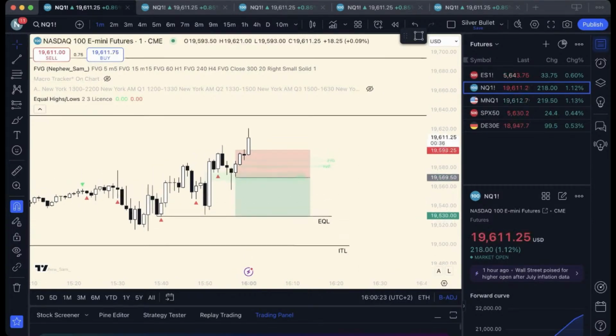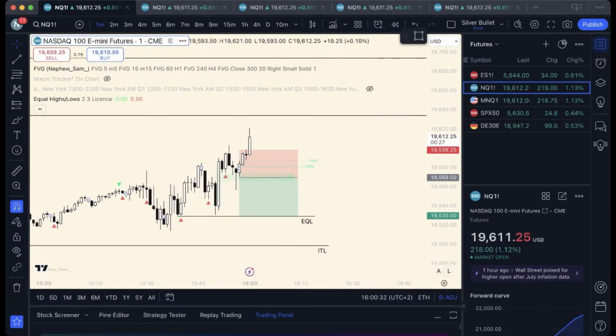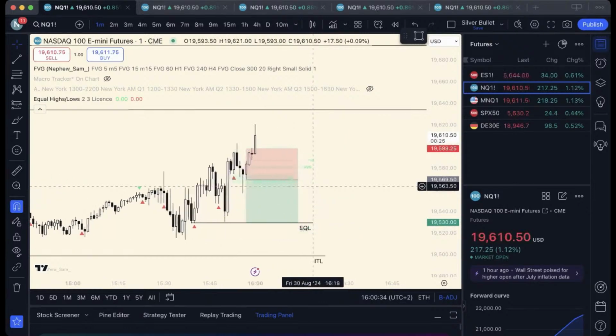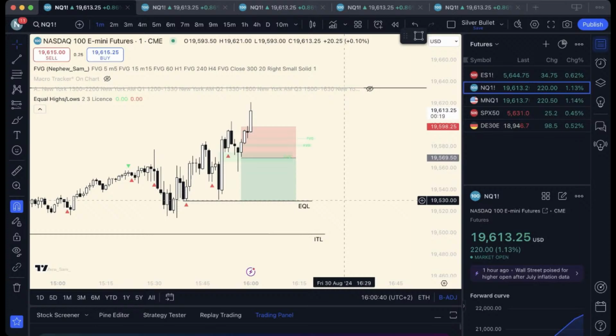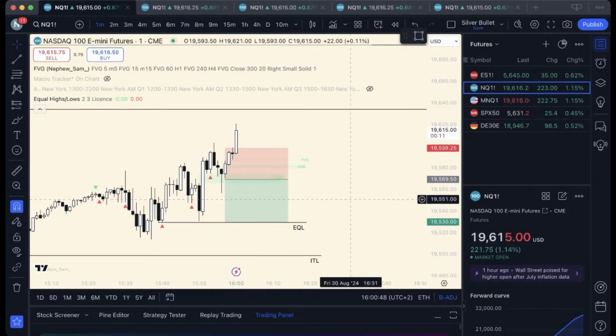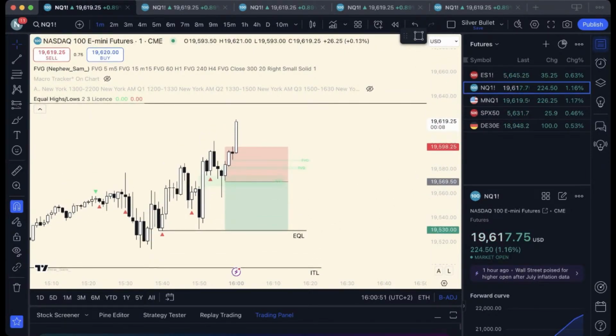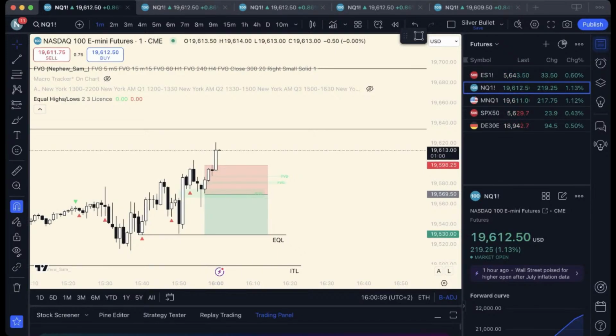I think the only thing I could have done better would be my bias was really bullish, but yeah, in the end we swept buy side liquidity and inversed the 1 minute, or at the 2 minute at least, and there were equal lows below. So it's a good setup. Now we just wait for the next one.